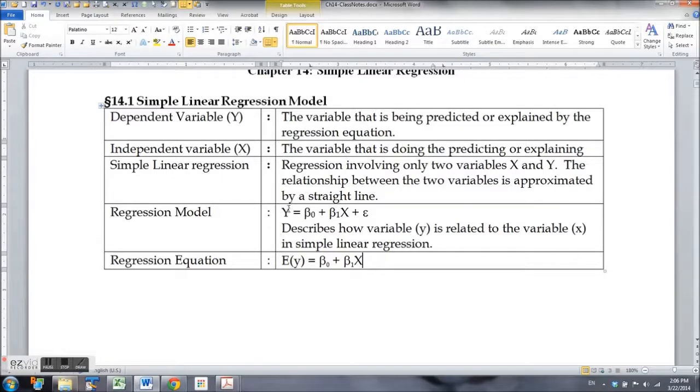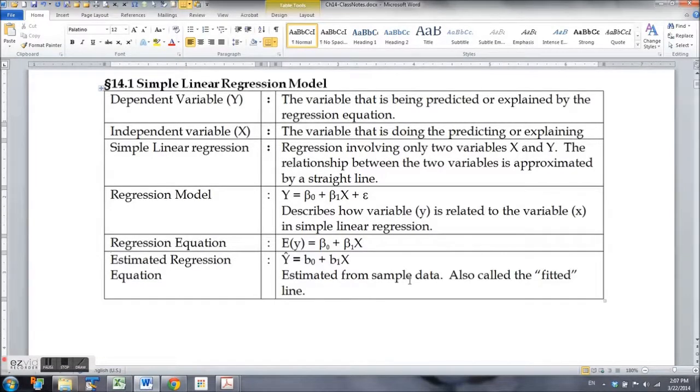Then we define the expected value of y, or in other words, mu of y, or the average of y, as you drop the error term, so you get beta sub 0 plus beta sub 1 x. This is called the regression equation. This is the mean of y for a given value of x. Then the estimated regression equation is given by this formula, y hat, the estimated value of y. It is b sub 0, which is an estimate of beta sub 0, plus b sub 1, an estimate of beta sub 1, times x.